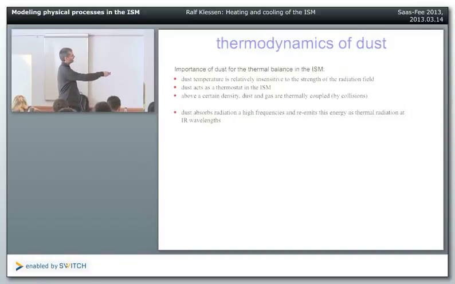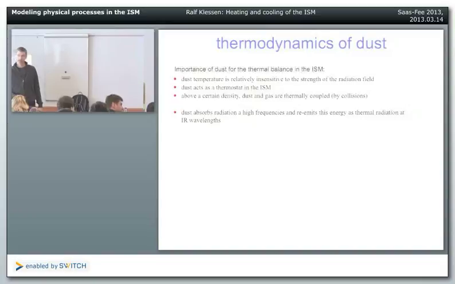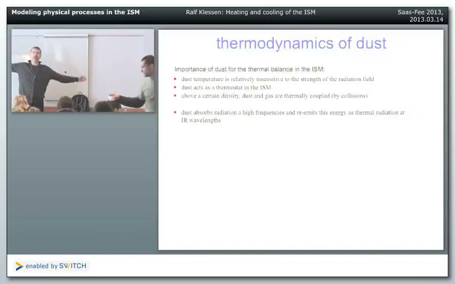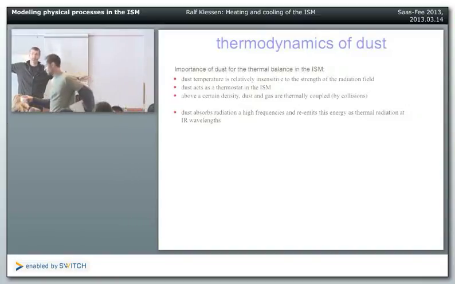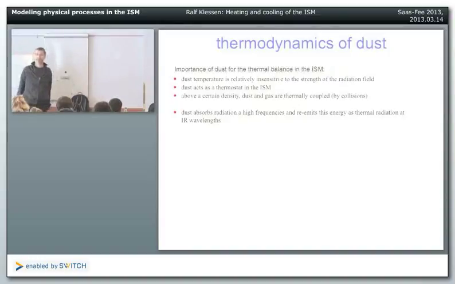It turns out that dust temperature is very, very insensitive to the radiation field. We talk about a square root of 6 dependency. So you can vary the radiation field by a factor of 1,000,000. The dust temperature would only change by a factor of 10, roughly. That's very, very insensitive. So it acts, in some sense, as a thermostat in the interstellar medium.